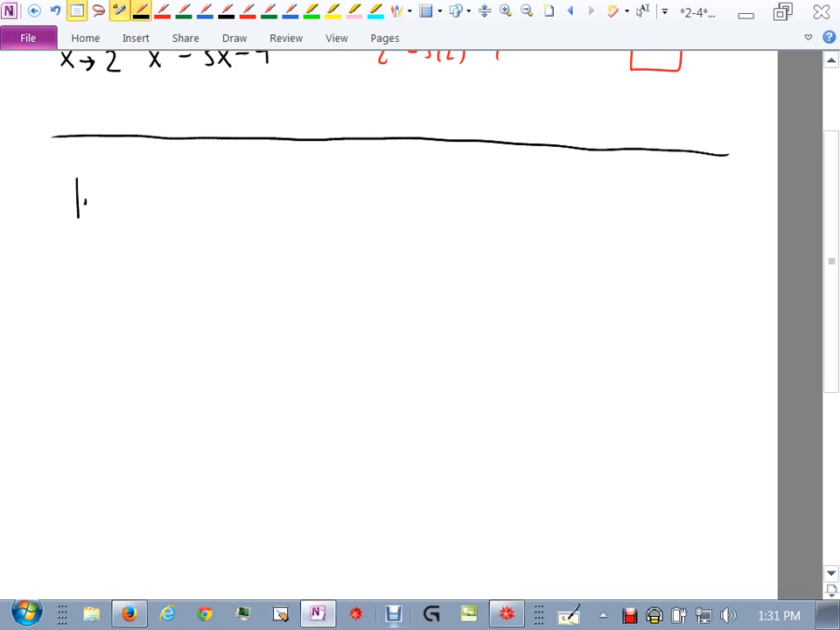Limit as h goes to 0 of (2 plus h) cubed minus 8, over h.